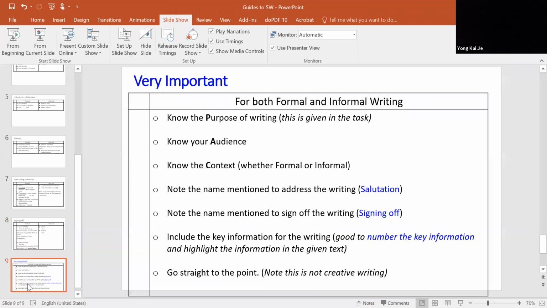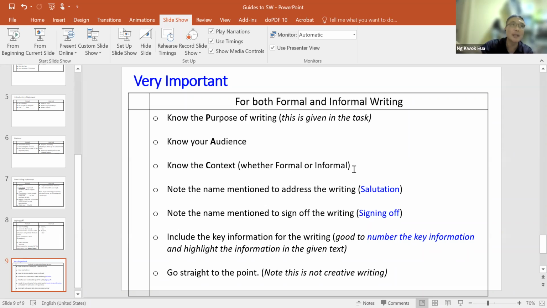So I believe we have done a very comprehensive revision. These slides will still be on SLS and the recording will be on SLS as well. For both formal and informal, this is very important: know the purpose of writing, which is given in the task. Know your audience. Know the context, whether it is formal or informal. So you've got to gauge for yourself. All of you are very capable of gauging already.